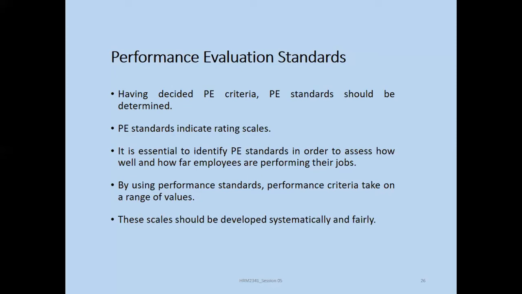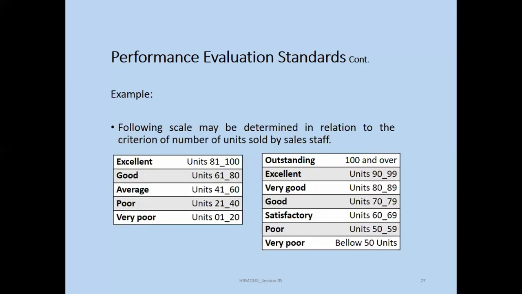As an example, for the sales staff, we can develop these alternative standards. If some employee sold 20 units per month, their performance can be valued under the very poor range according to the first standard. Likewise, the quantifiable factors we can take into the range.